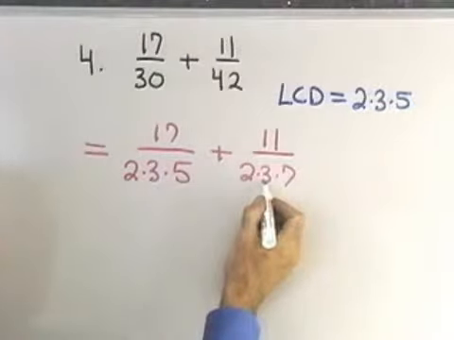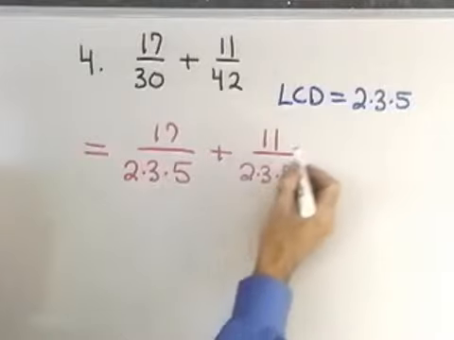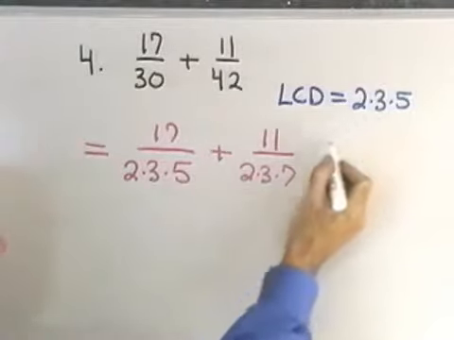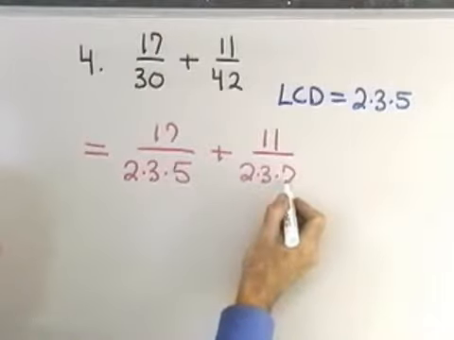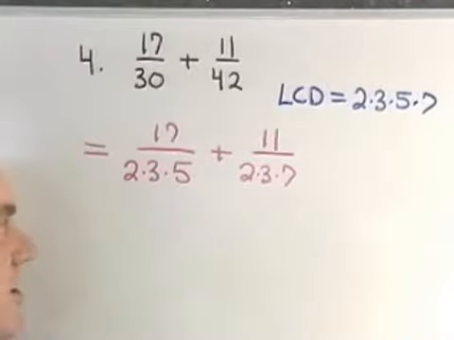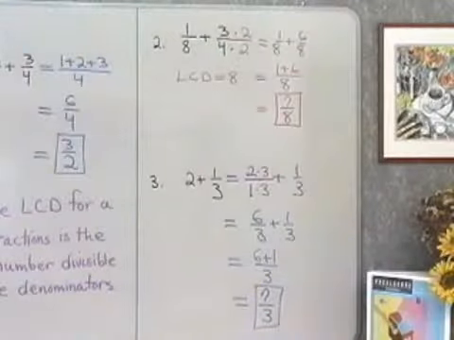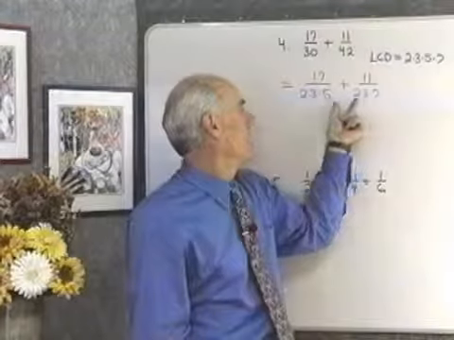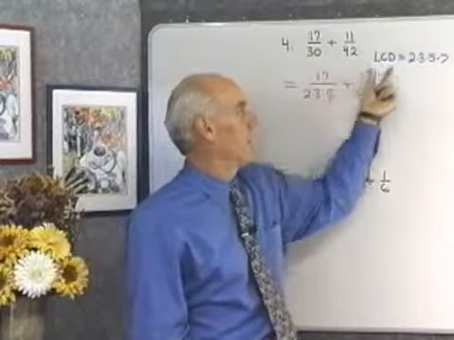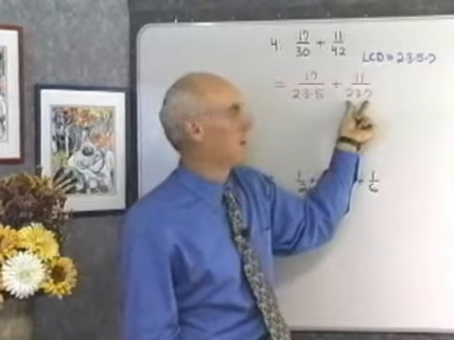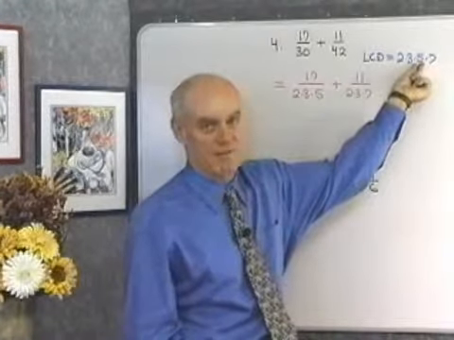For this denominator to divide it, it needs a factor of 2. It has one, so I don't put another one in. It needs a factor of 3. It has one, so I don't put another one in. It needs a factor of 7. It doesn't have one, so I put in a 7. So this least common denominator, 2 times 3 times 5 times 7, is divisible by both of these denominators. If I divide 2 times 3 times 5 into this, what I get is 7. If I divide 2 times 3 times 7 into this, what I get is 5.